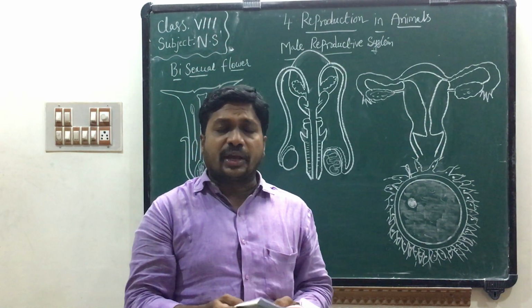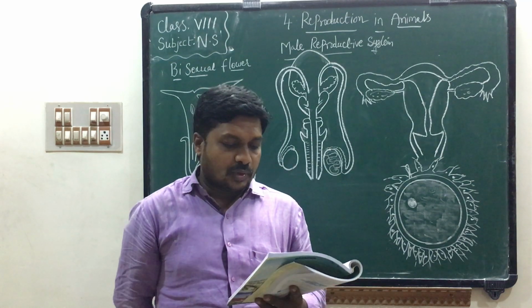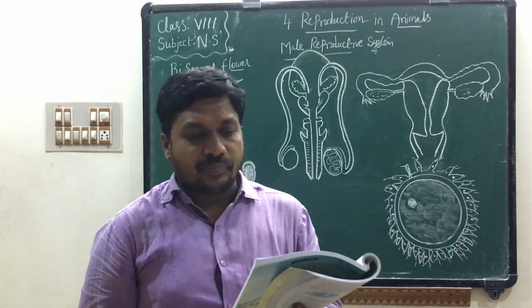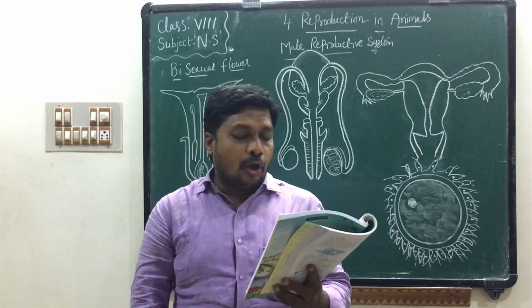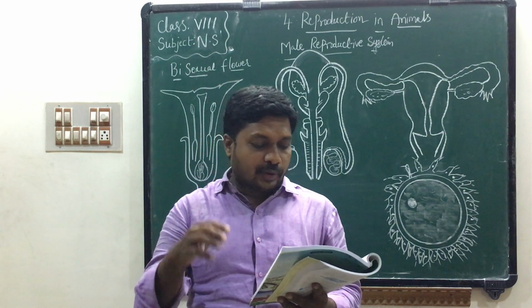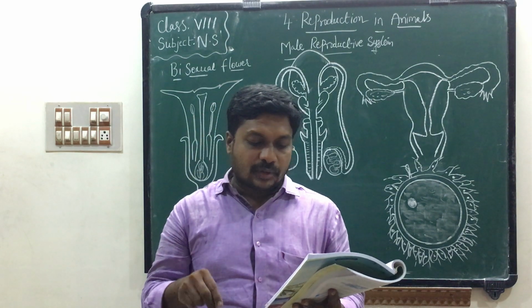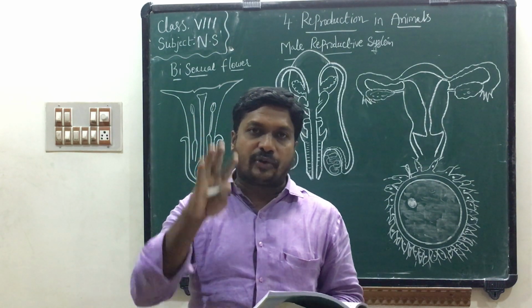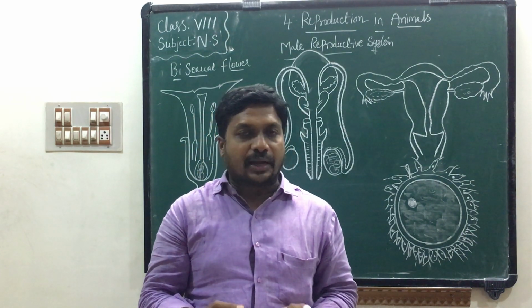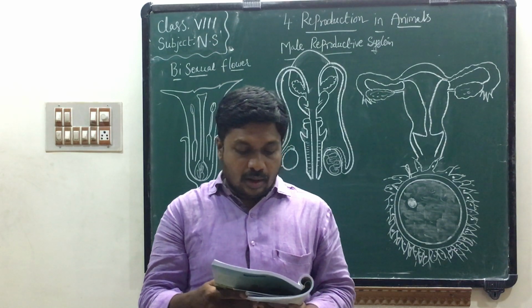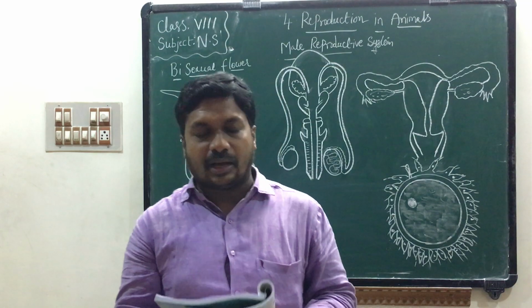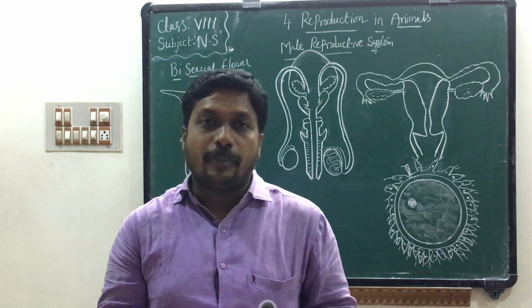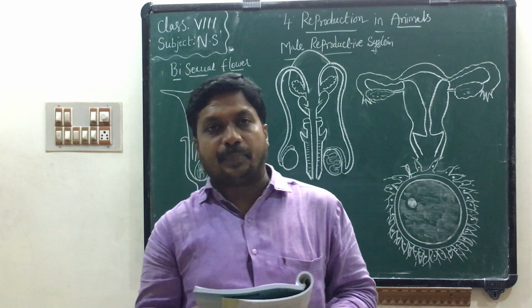In that we can find two boxes. One is male flower, another one is female flower. Below the male flower we can find 4 columns, and below the female flower also we can find 4 columns. Fill those columns first. In male flower, the first part is calyx or sepals. Write down sepals. Already I explained in the previous class.